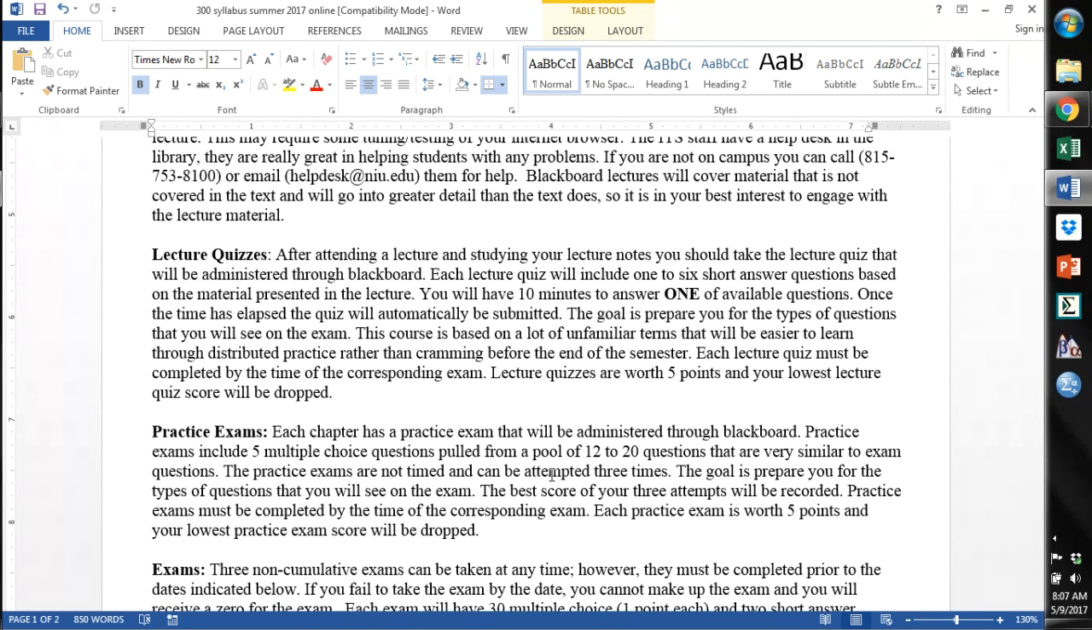So even if you get 5 out of 5 in the first one, you will want to attempt that again, so you have a better chance of seeing those questions. And again, this is meant to assess how well you understand the material. The best score of your 3 attempts will be recorded for these practice exams. And these practice exams must be completed by the time of the corresponding unit exam. Each practice exam is worth 5 points, and again we will drop your lowest practice exam score.